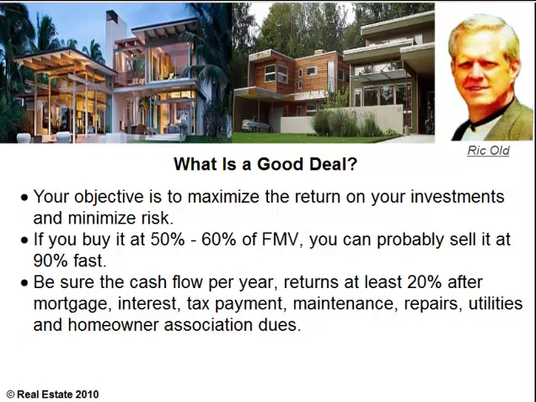So, just what is a good deal? Your objective is to maximize your return on your investment and minimize risk. So sometimes you have to go one side or the other. So let's talk about maybe buying a property at 50 to 60% of fair market value, and then you can sell it for a discount fairly quickly. Just make sure that your cash flow per year is at least 20% after you pay your mortgage, your interest, tax, maintenance, repairs, utilities, and homeowner dues and other things.